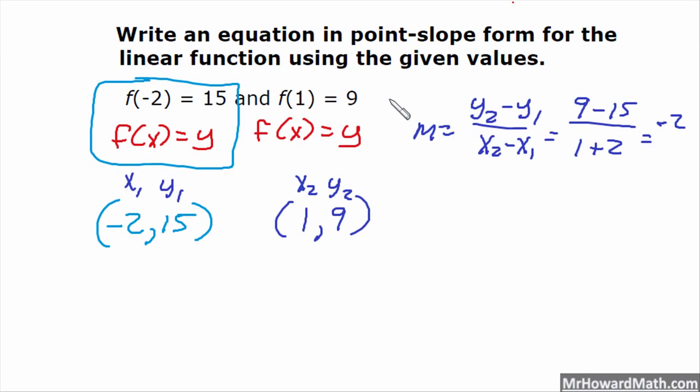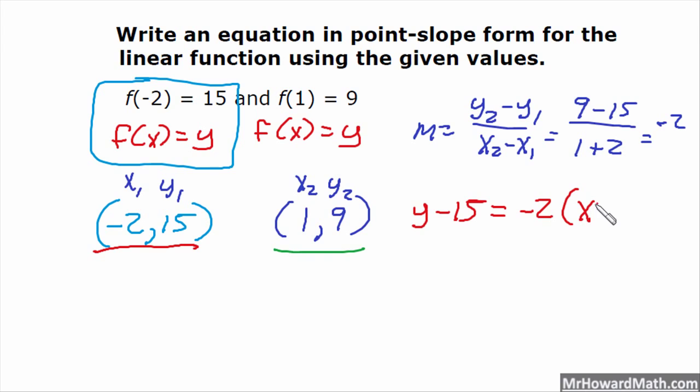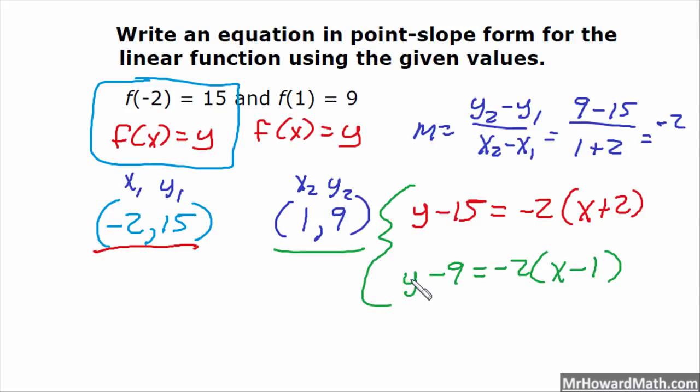Okay, so now we can write it twice. We're actually going to write it twice. Once in red, once in green. So the point in red gives us the point-slope form: y minus 15 equals negative 2 times the quantity x plus 2. The point in green for the same exact line: y minus 9 equals negative 2 times x minus 1. So these are the same exact line, just written with different points. So point-slope form can be rewritten with any point on the line. The slope always stays the same, but the points can differ.